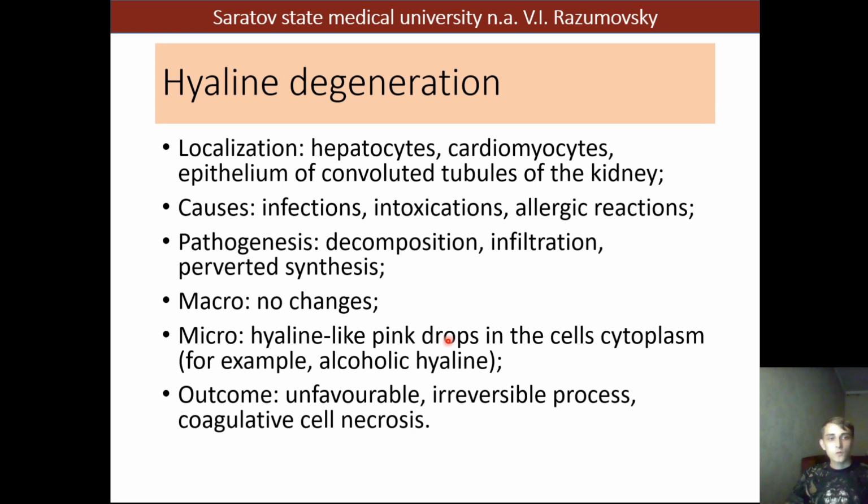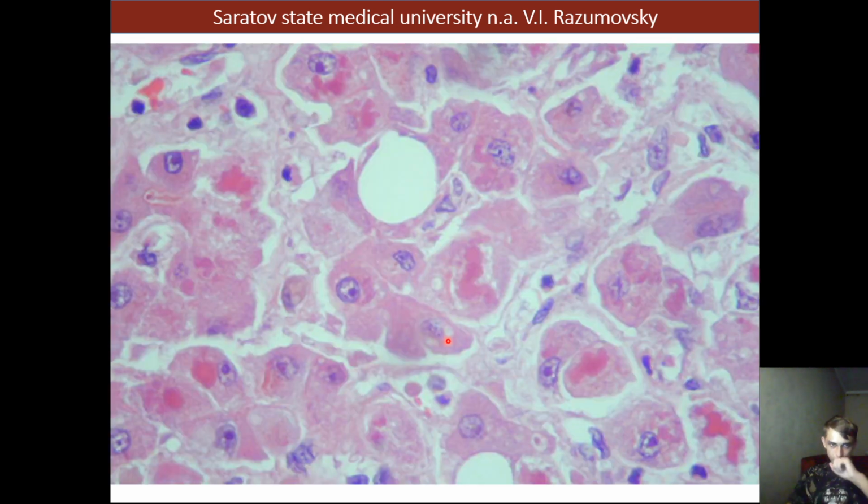Macroscopically, we couldn't find any changes in organs. Microscopically, there are hyaline-like pink drops in the cell's cytoplasm. For example, alcohol hyaline, which I will show you in the next slide. The outcome is unfavorable. It's an irreversible process which leads to coagulative necrosis. In this slide you can find these hyaline-like droplets, pink droplets, in cells of the liver.